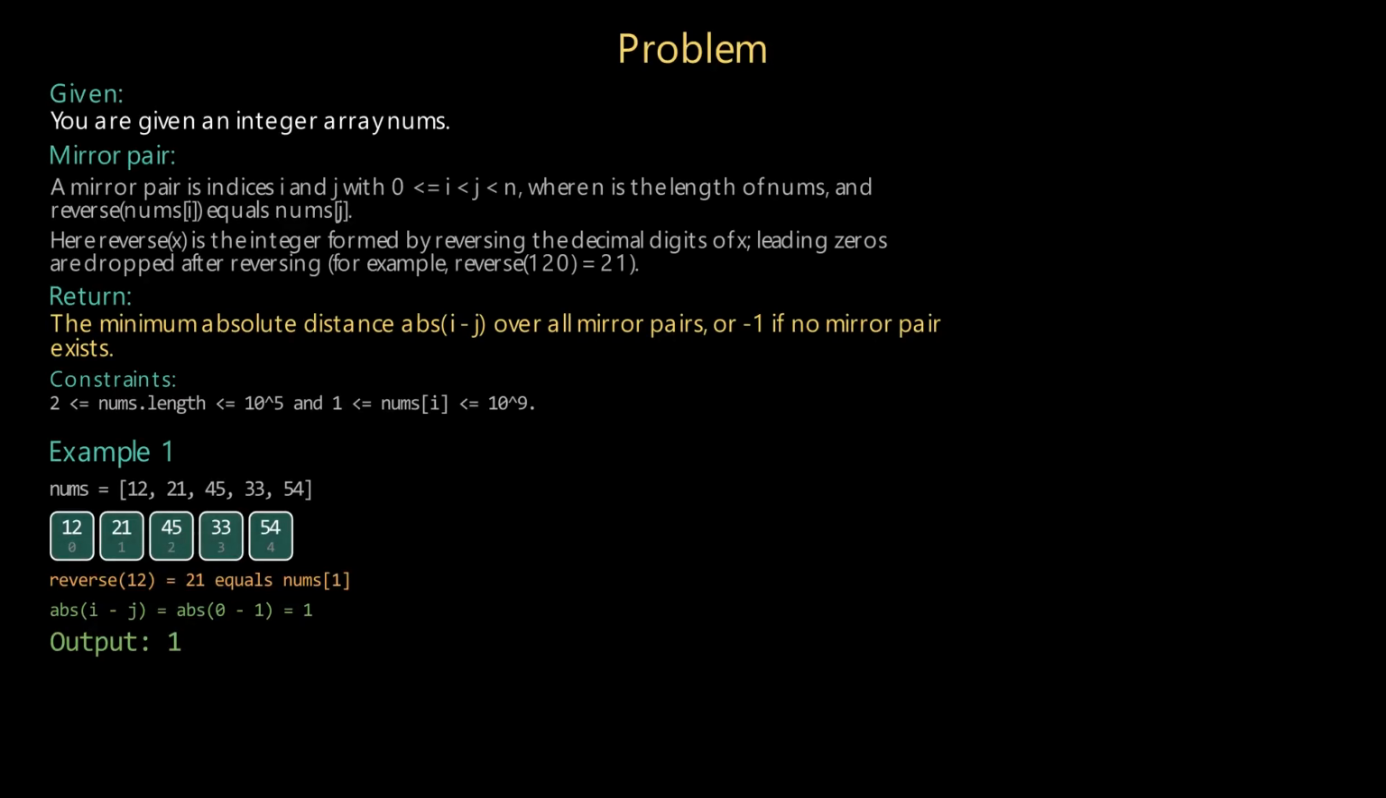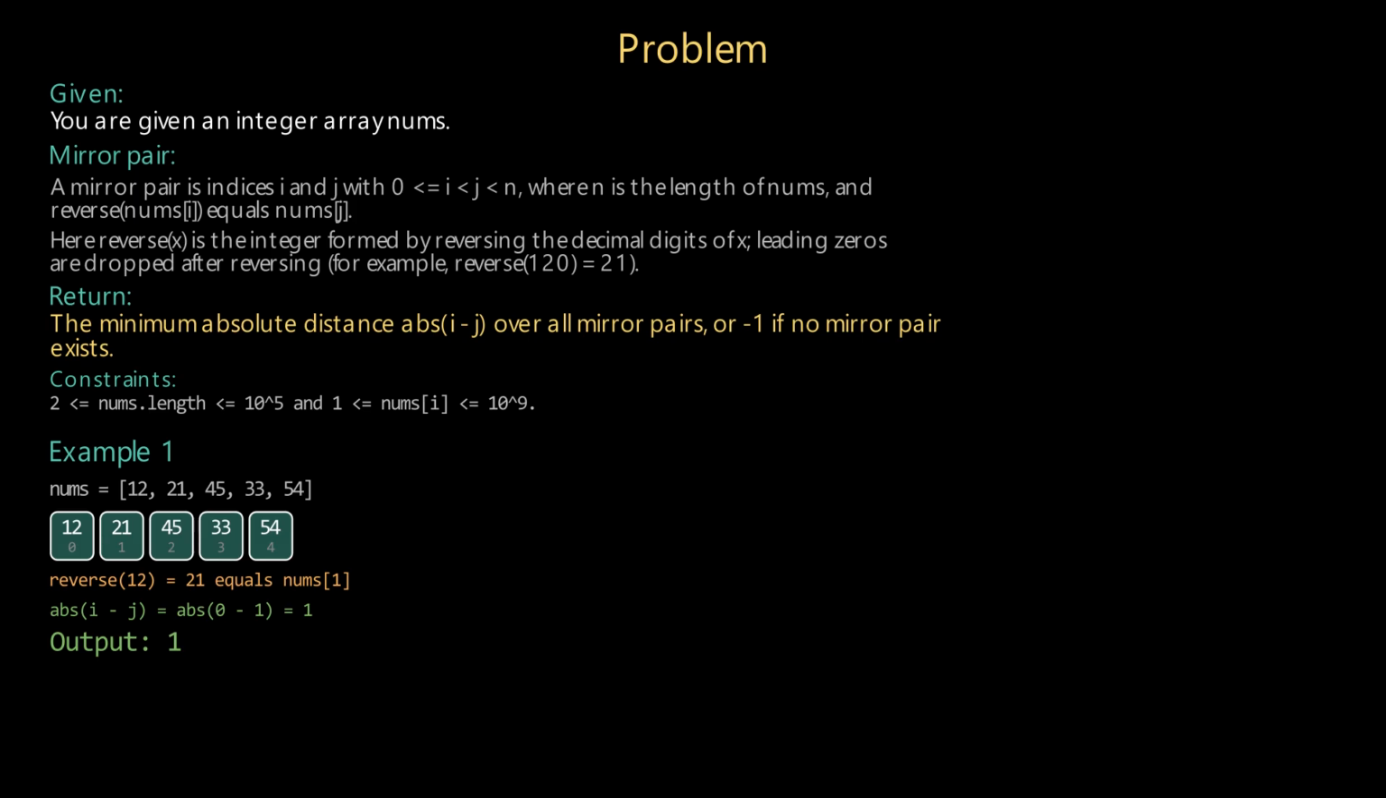You are given an integer array nums. A mirror pair is a pair of indices i and j with 0 ≤ i < j < n, and reverse of nums[i] equals nums[j]. Reverse means flip the decimal digits and drop leading zeros. Example: reverse of 120 is 21.